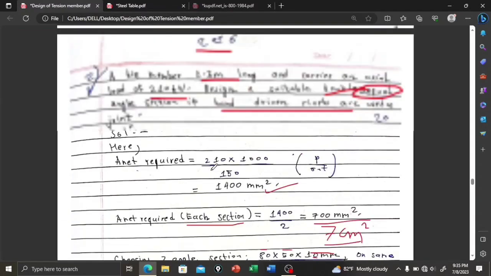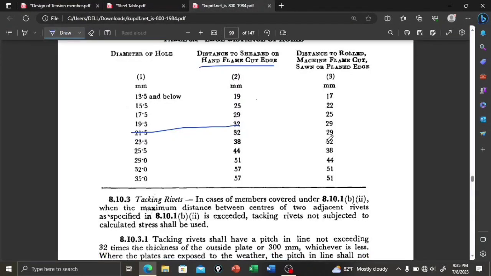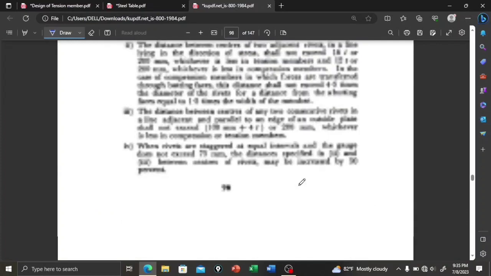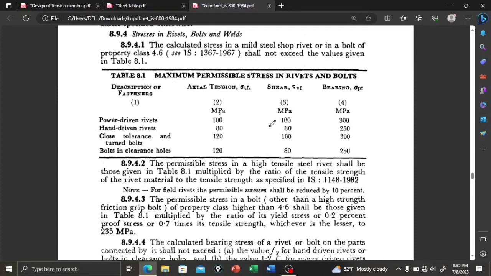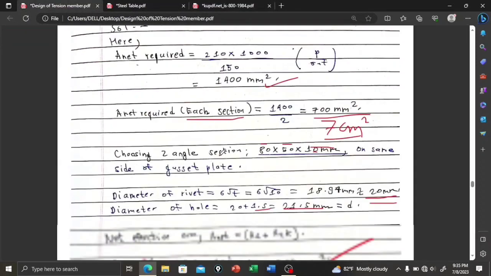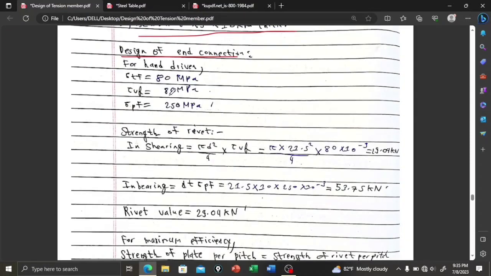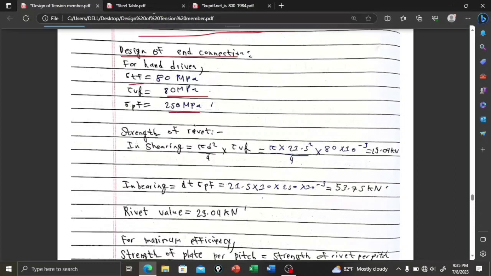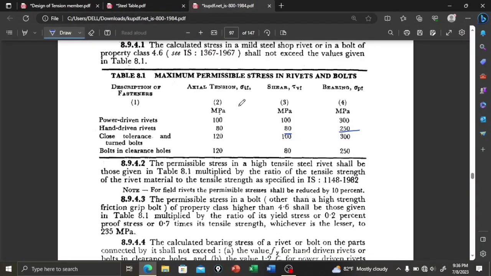In the question, hand driven rivets are given. So in page number 95, for hand driven rivet, this tau BF is 80 and sigma BF is 250, and this sigma TF is also 80.